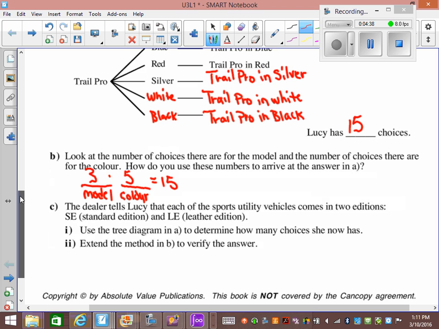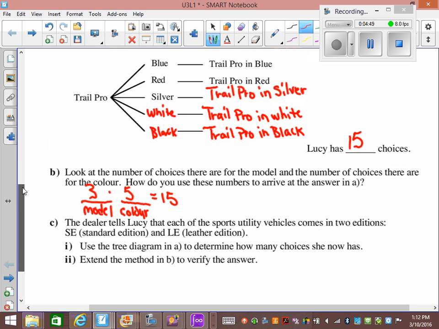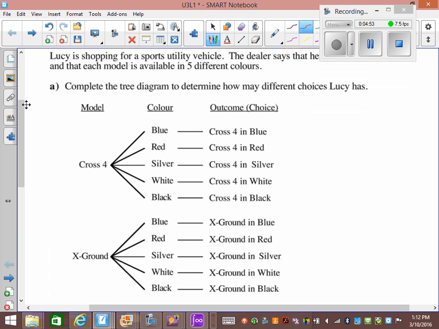So let's look at C. The dealer tells Lucy that each of the sports utility vehicles comes in 2 editions, standard edition or LE edition. So if we went back and did this on the tree diagram, we'd actually go after this and say model, color, and then we'd have edition.